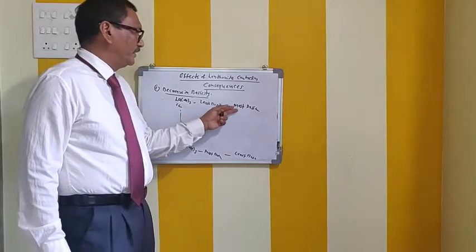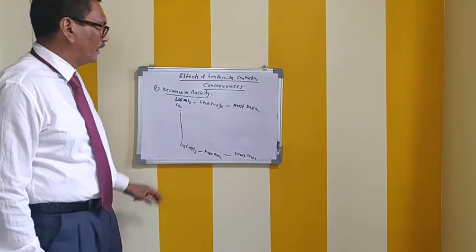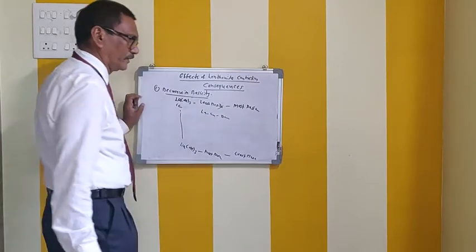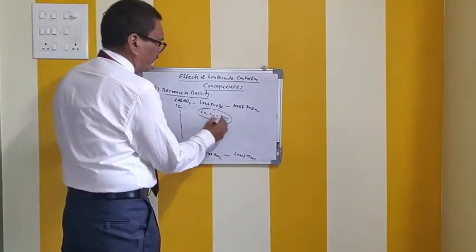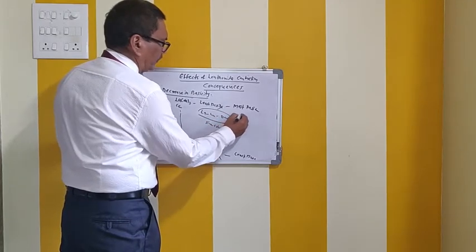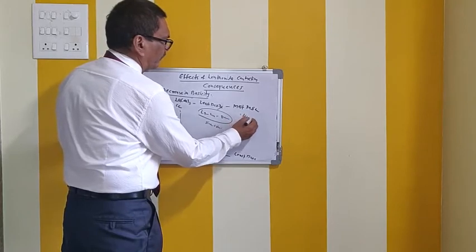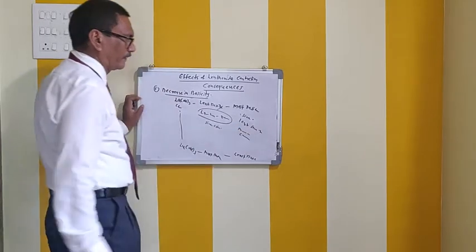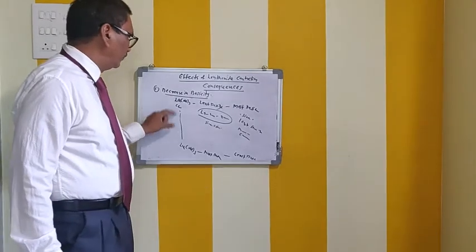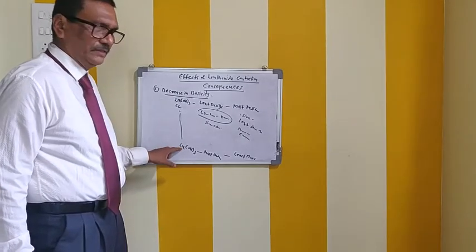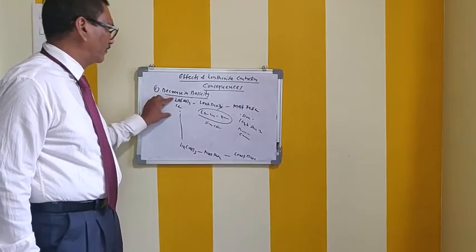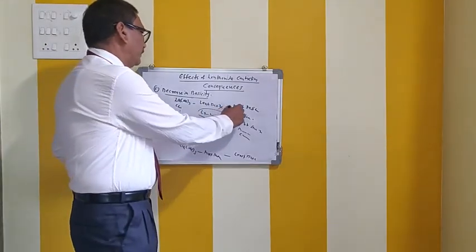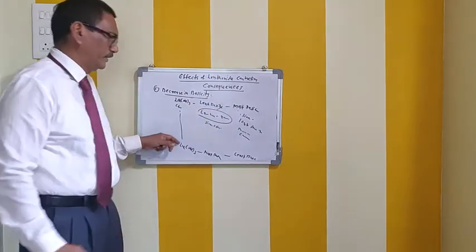Now, due to the decrease in the basicity of these hydroxides, the covalent character increases from lanthanum to lutetium. As per Fajans' rule, the smaller the size of the cation, the more will be the covalent character. Between lanthanum and lutetium, lutetium is smaller in ionic size, while lanthanum is larger in size. That is why the covalent character increases from lanthanum to lutetium.